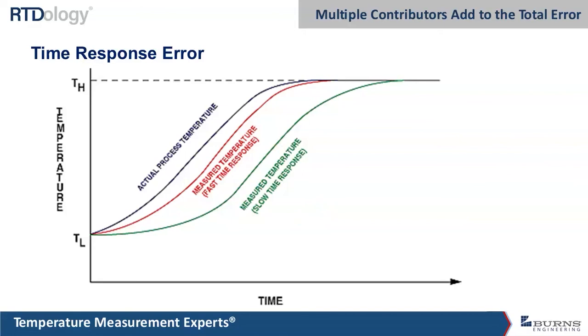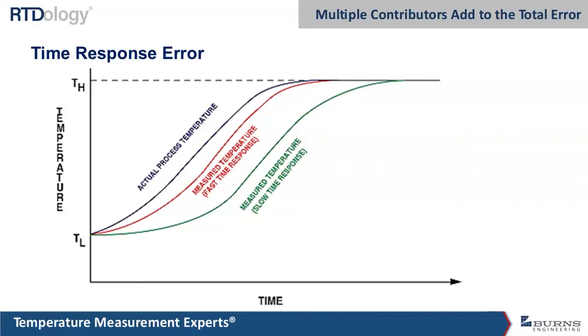Yeah. Now, time response error. This is kind of a crossover between a sensor error and an installation error, and I put it first here in the installation error section. If you have a process that's changing temperature quickly, and your temperature probe isn't keeping up with it, you can have quite a huge error of several degrees.